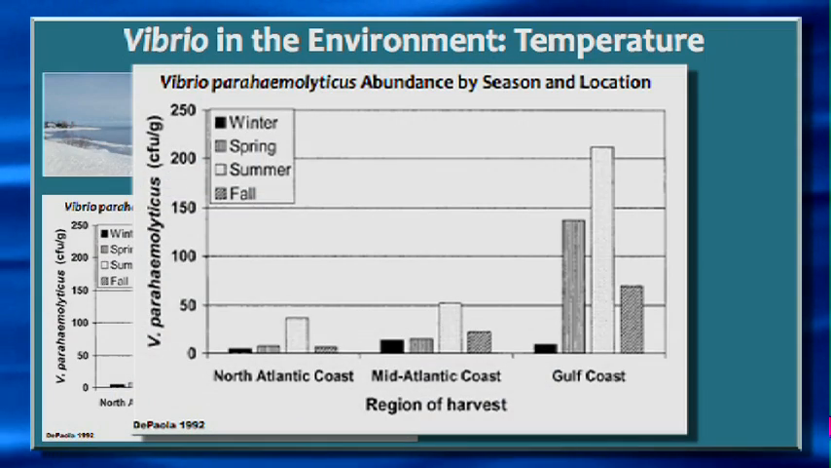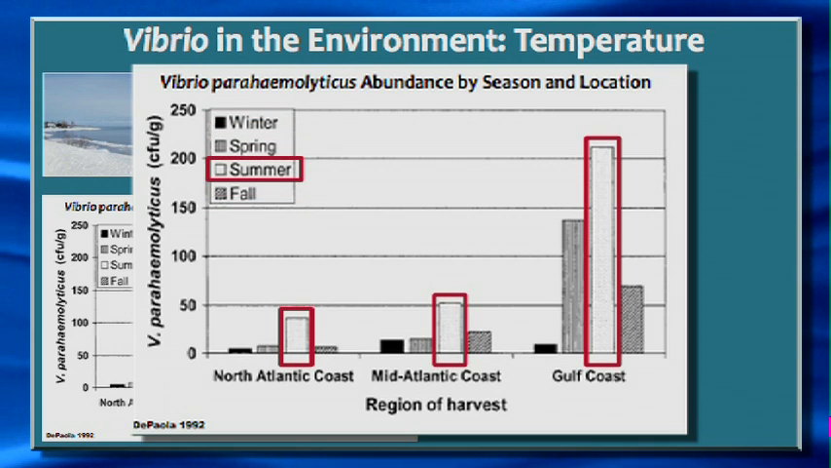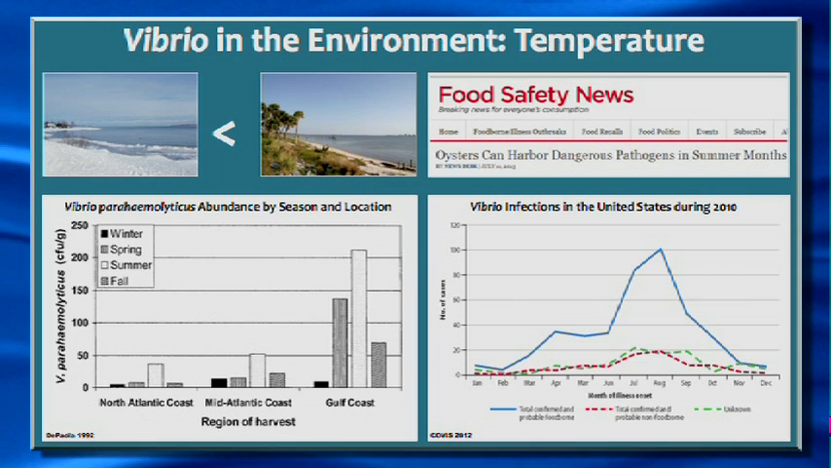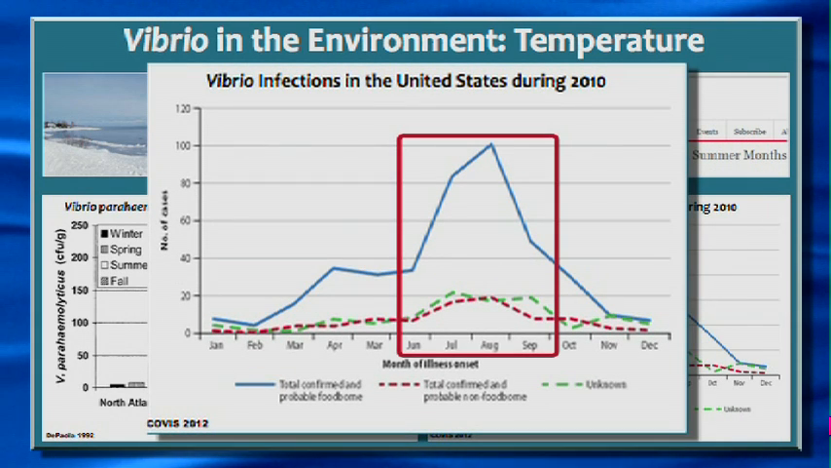We can also see another trend if we look at season. So we see winter, spring, summer, fall. All 3 of these have a peak right in the summer where these bacteria are the most abundant, again, related back to temperature. And these peaks in abundance in the environment, in an oyster in this particular example, also coincide with peaks in infections in humans.